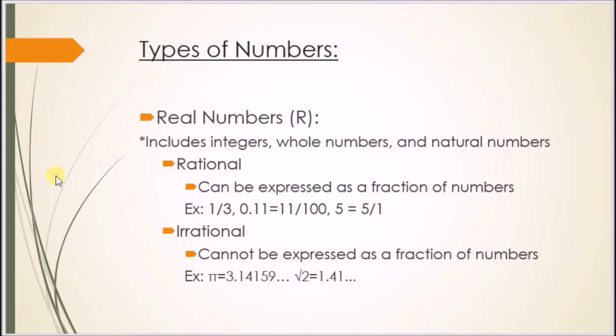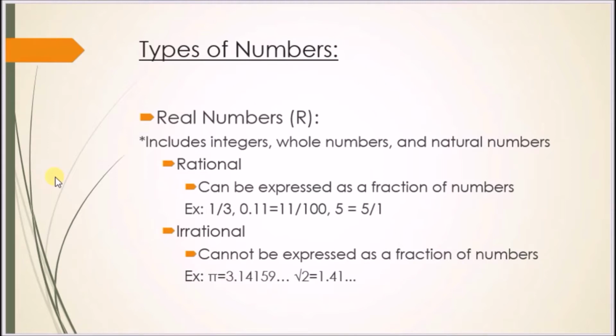Rational numbers are any kind of number that can be expressed as a fraction of numbers. For example, we have 1 over 3, 0.11, which is just 11 over 100, or even 5, which is just 5 over 1. Rational numbers include integers, whole numbers, and natural numbers. However, there are some types of numbers that cannot be expressed as a fraction. These are known as irrational numbers.